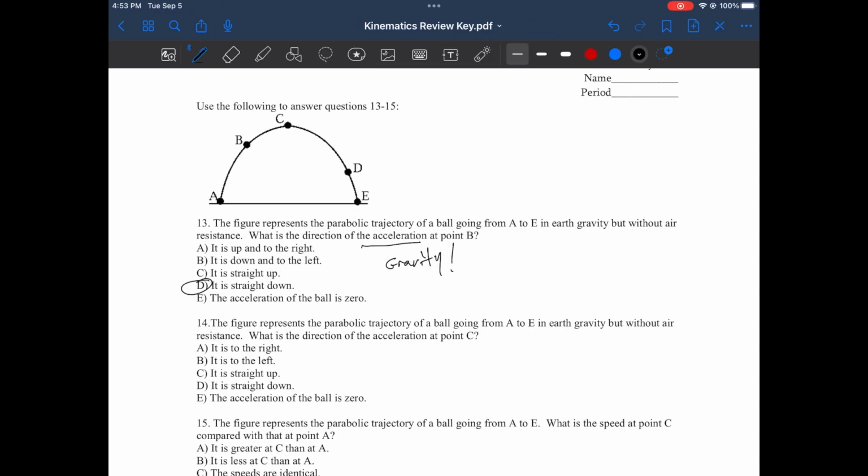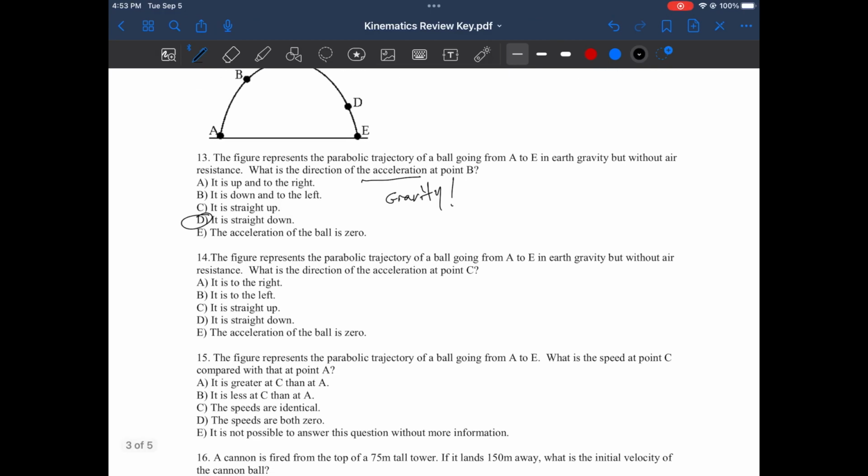Point B is under the influence of gravity. Gravity is straight down. What is the direction of the acceleration at point C? Gravity. Gravity is the source of the acceleration, and gravity goes straight down. Please don't miss this question on a test.